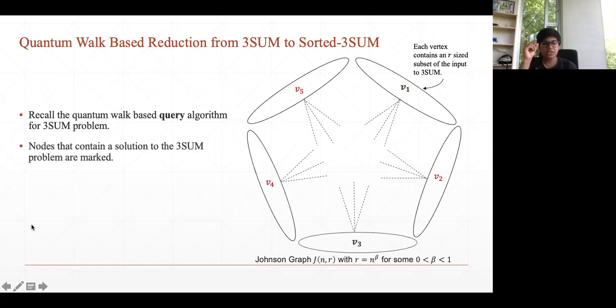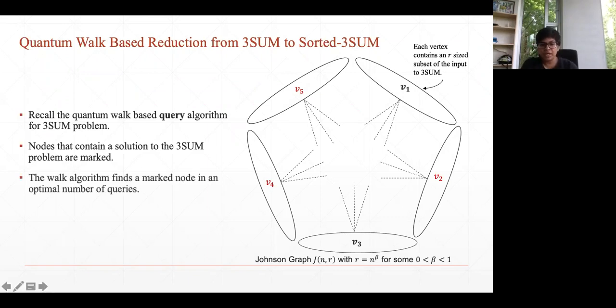Now, nodes that contain the solution to the threesome problem are marked. Remember that each of these nodes contains an R-size subset of the input to threesome. So if there is a positive solution to threesome, then it is bound to be present in a lot of nodes. So those nodes are going to be marked. What this quantum walk algorithm is going to do is find a marked node in an optimal number of queries. Please note, right now I'm discussing the query algorithm.